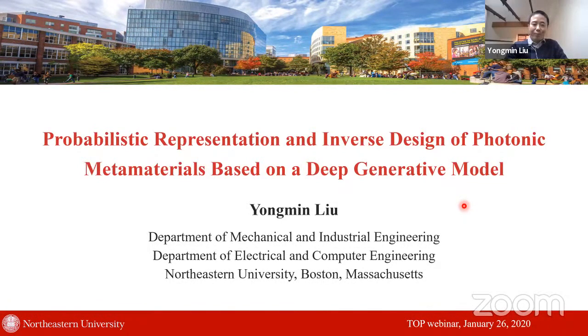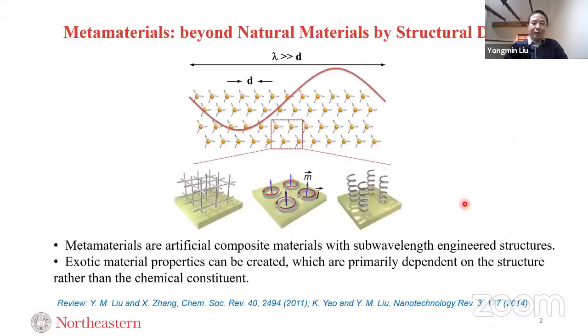Hello, everyone. First of all, I want to thank Professor Chen and Shelly and other organizers for giving me this opportunity to present on this exciting platform and exchange ideas with all of you. I'd like to start with an introduction to metamaterials in case some of you are not so familiar with this exciting topic. Metamaterials have enabled a lot of exciting properties and functions based on a structure design strategy.